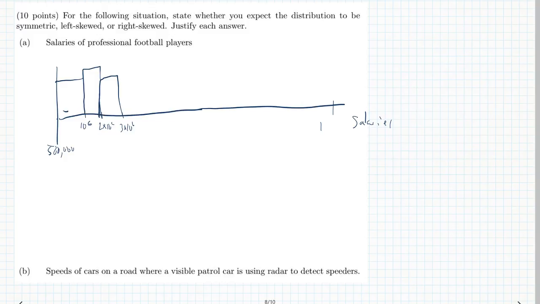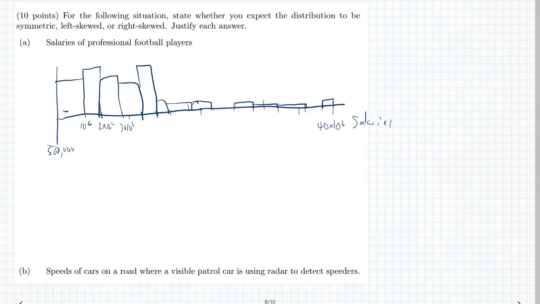even at 10 million, there are some players I think making like 40 million or so. I forget what the actual number is. But at the end of the day, let's say this is 40 times 10 to the 6. You're not going to get a large number of players out here. Most of your values are going to lie around here, but then you get this drop off, because not a lot of players are making tens of millions of dollars.